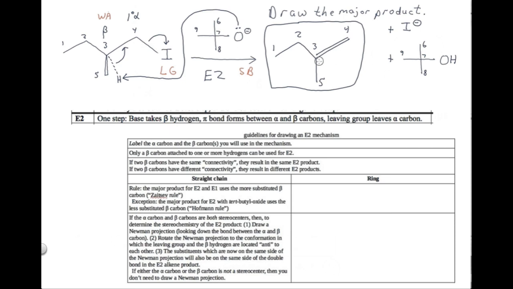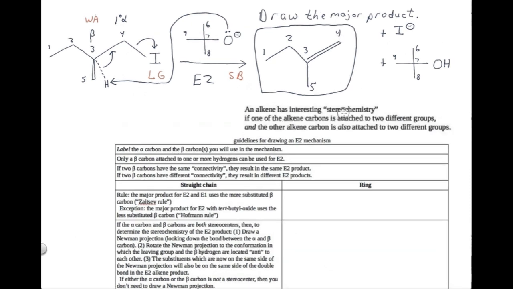By the way, notice that, in fact, this product, this alkene, does not have any interesting stereochemistry because there's two identical groups attached to carbon 4. To have interesting stereochemistry, each of the alkene carbons would have to be attached to two different groups. Carbon 4 is attached to two identical groups, two identical hydrogens, and therefore there was no interesting stereochemistry in this product. Remember, the whole purpose of the Newman projection is to determine the stereochemistry of the product. So when the product has no interesting stereochemistry, clearly we don't need a Newman projection.